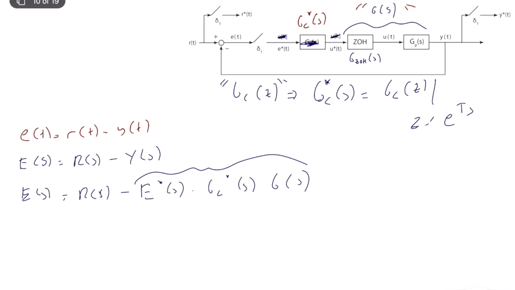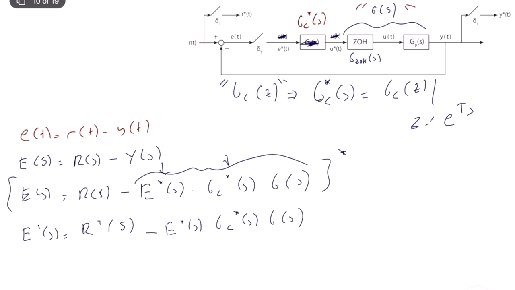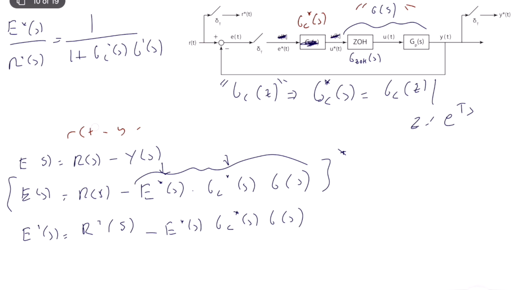Now let's take the star of both sides. E star of s is equal to R star of s minus, this has star, this has star, this doesn't have star, so I can just apply star to the G. That is equal to E star of s, Gc star of s, G star of s. So we can find the transfer function from R star of s to E star of s, which will be equal to 1 over 1 plus Gc star of s, G star of s. That's good.